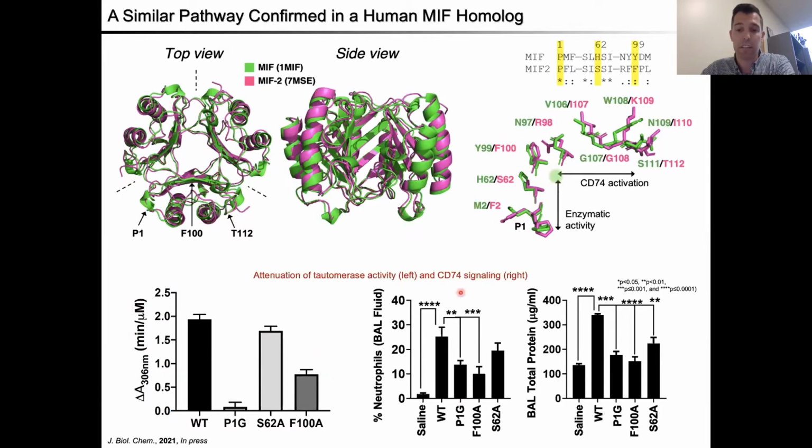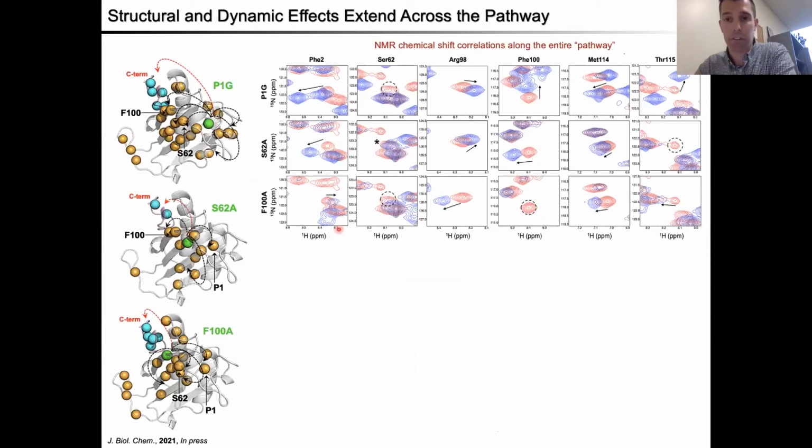We can knock out CD74 receptor activation, both with mutations at the N terminus, which is completely far away from the C terminal site, as well as the allosteric site. Okay, so this was exciting to us to suggest that potentially this was a conserved mechanism in the protein. And we wanted to explore this in MIF2 DDT, this new enzyme, using NMR as well, and try to make connections between the two proteins.